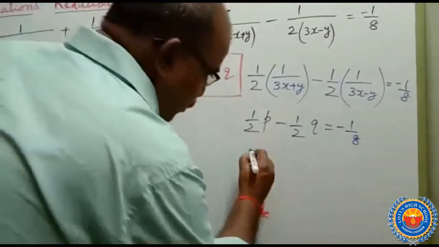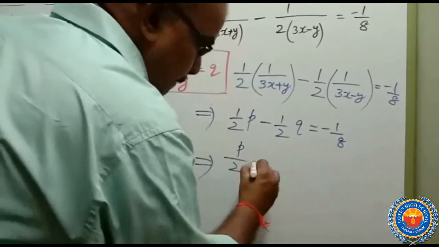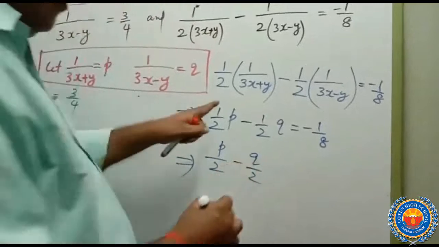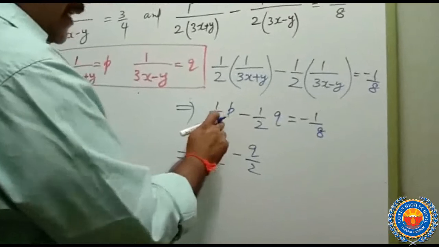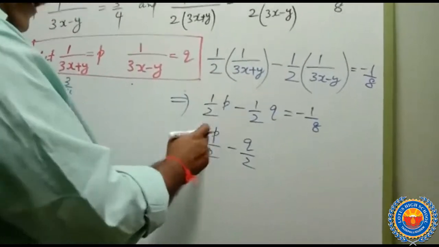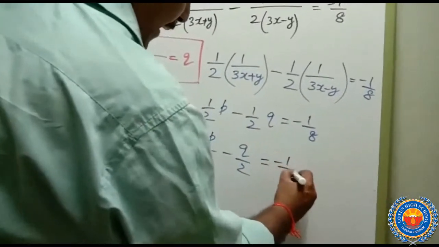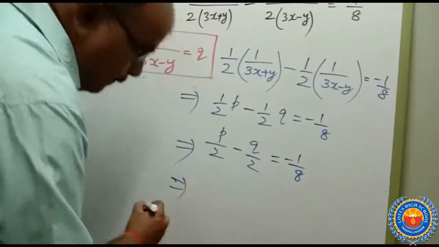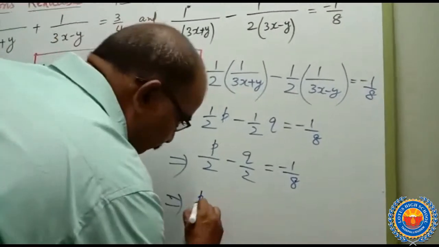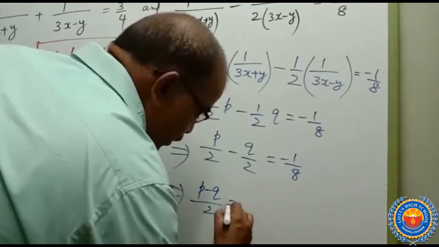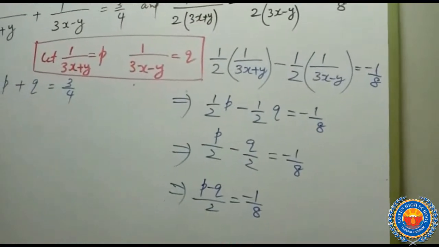Actually, 1 by 2 into p is nothing but p by 2, and minus q by 2. 1 by 2 into p is 1 by 2 into p by 1, 1 into p is p, 2 into 1 is 2. Otherwise directly you can write q by 2 is equal to minus 1 by 8. Here p by 2 and q by 2 are like fractions, that's why (p minus q) by 2 is equal to minus 1 by 8.